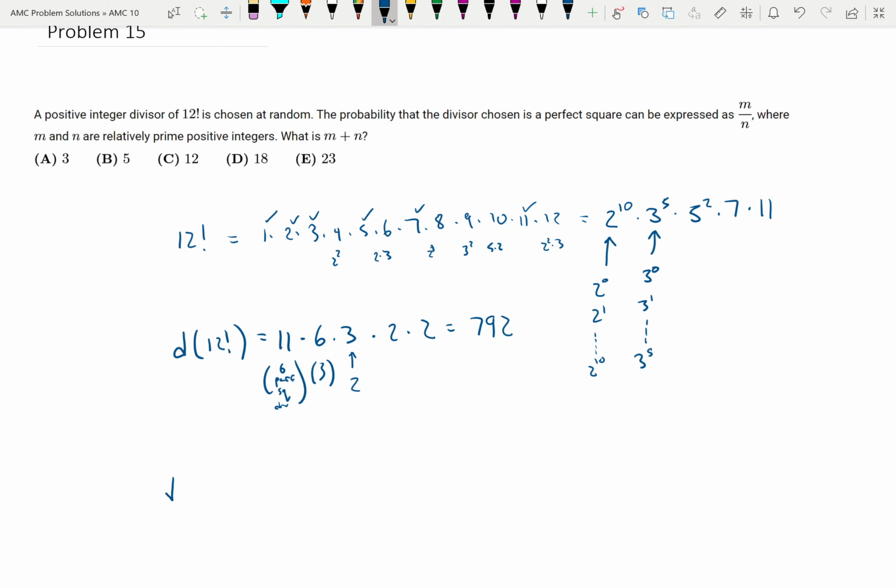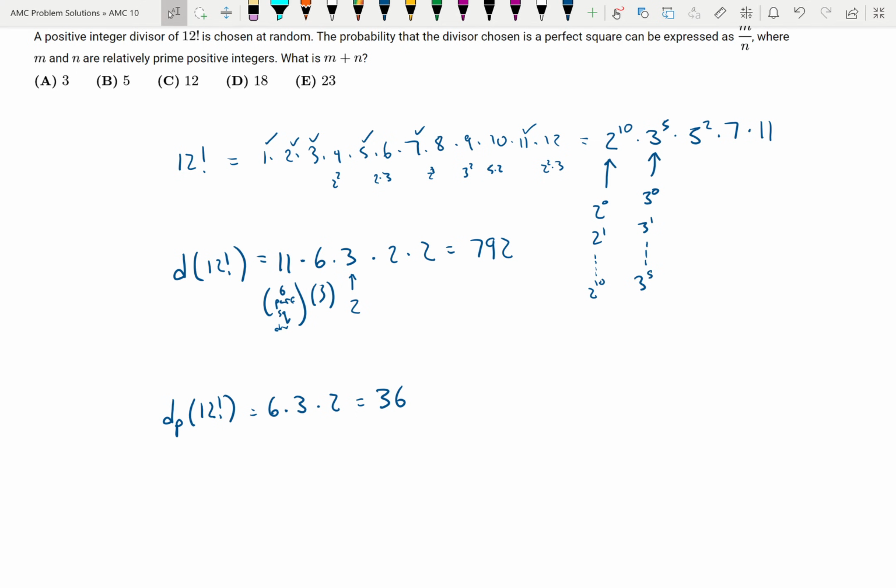So we'll call this perfect square divisors of 12 factorial. It's going to be 6 times 3 times 2, which comes out to 36.